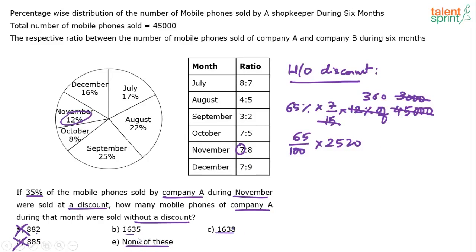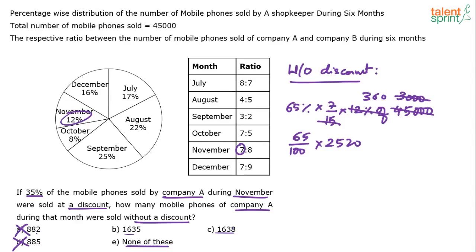And of course, option none of these is always there, so you better do a complete calculation. Don't go by the length of the explanation, because I'm explaining it to you, it has taken so much time. Otherwise, option A and D can be eliminated just by looking at the values. You don't have to read out the whole thing. So do that 65% of 2520.